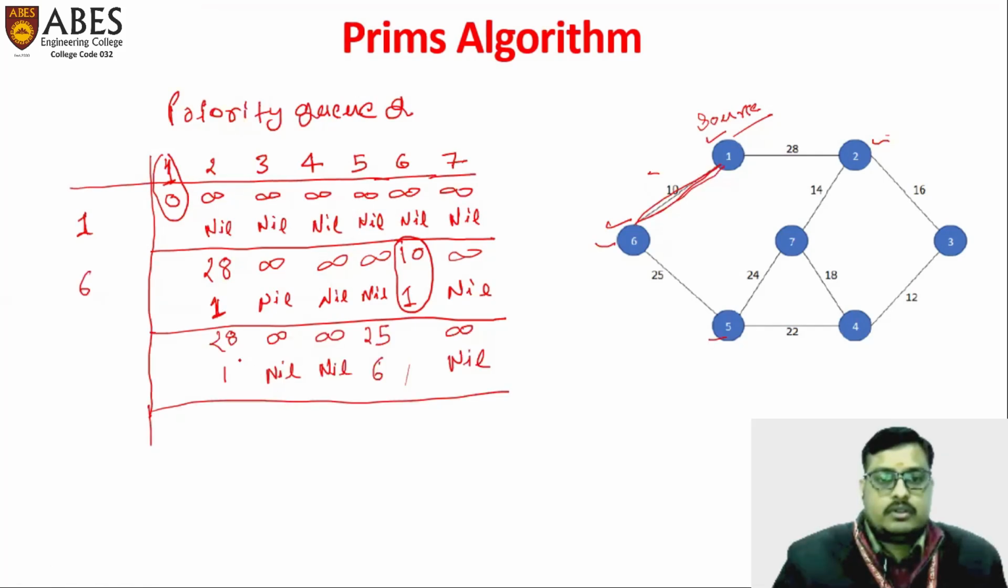Now again we'll repeat the same process. Here we can see the vertices having cost 28, 25, and others are infinity. So here we will select the minimum cost vertex. We can see vertex 5 is having minimum cost, that is 25. So we'll select this vertex 5.